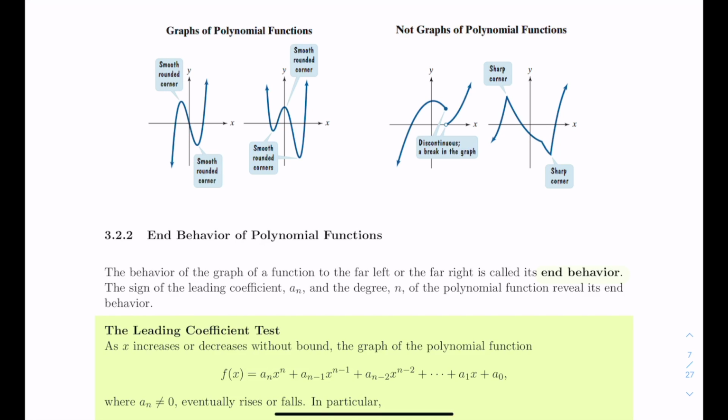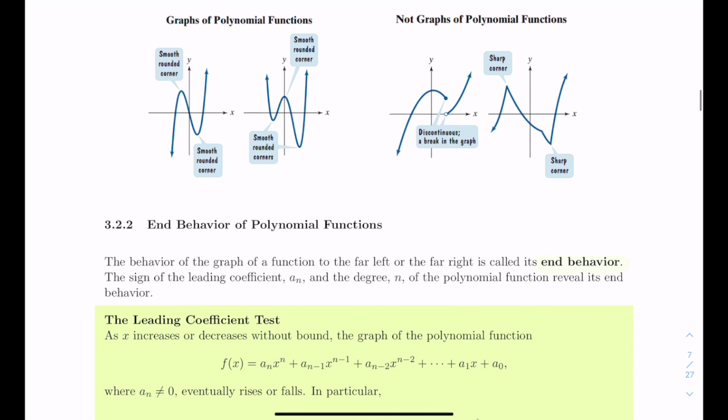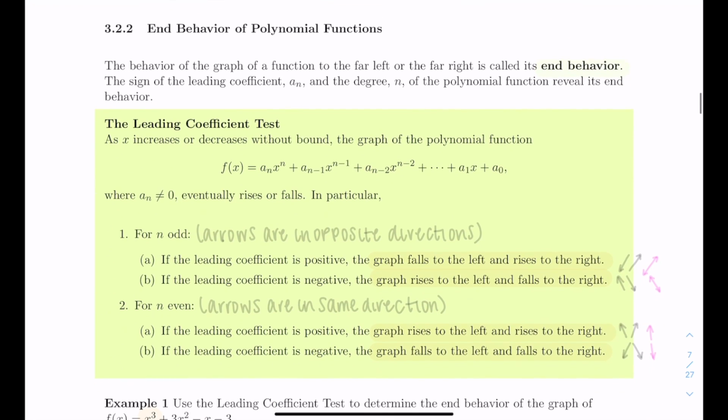Let's go ahead and talk about the end behavior of polynomial functions. The behavior of the graph of a function to the far left or the far right is called its end behavior. The sign of the leading coefficient a sub n and the degree n of the polynomial function reveal its end behavior.